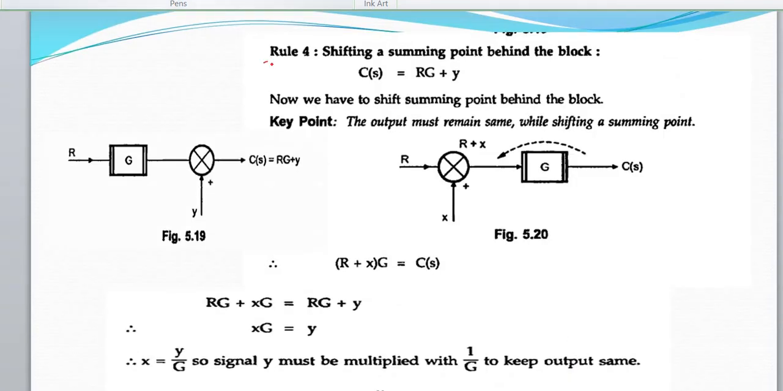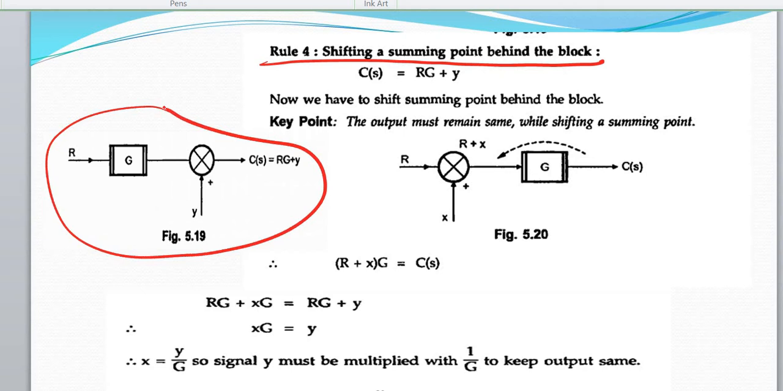Now coming to rule number 4, shifting of a summing point behind a block. So consider the situation shown in figure 5.19. There is a block with transfer function G to which an input R is given. The output is RG. And one more signal plus Y goes to this summing point. So the output here is RG plus Y.